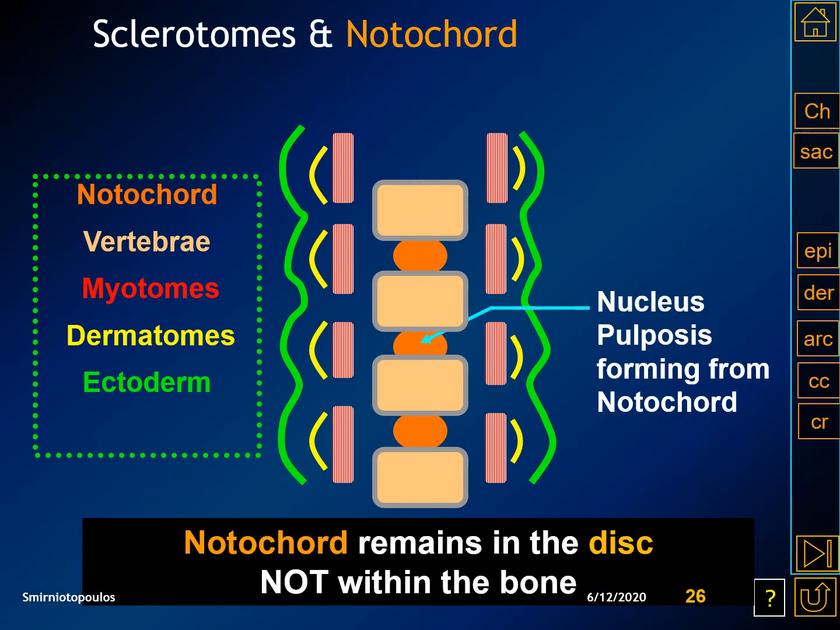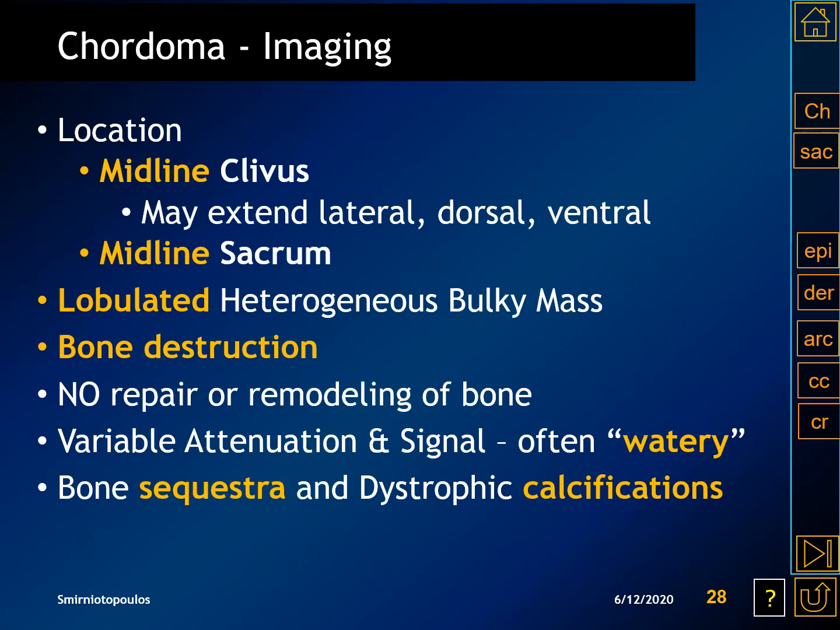So in the normal situation, the notochordal tissue is in the disc, but not within the bone. Chordomas are typically midline lesions in the clivus and in the sacrum. However, they can extend laterally, dorsally, and ventrally. They're usually very lobulated, heterogeneous, bulky masses. They're almost invariably associated with destruction of the parent bone.